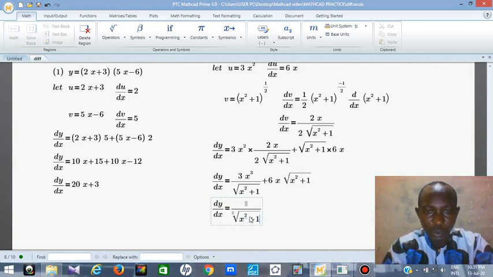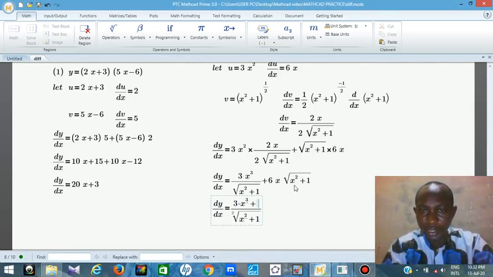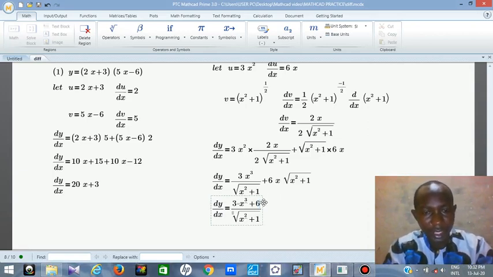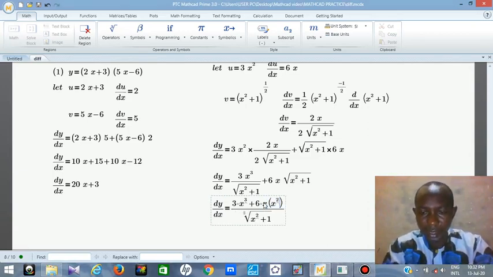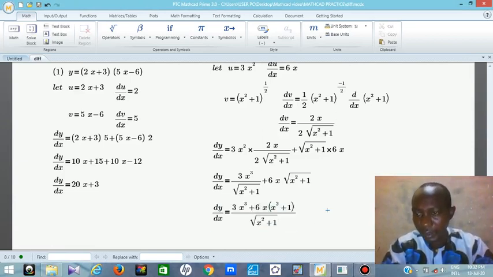So you know the root of x squared plus 1 divided by the root of x squared plus 1 is 1. Then 1 times this numerator gives us 3x raised to the power 3. That is the end of that, plus the square root of x squared plus 1 divided by 1, since this denominator is 1, which is the same value. Then square root of x squared plus 1 times 6x square root of x squared plus 1. Since these two are like terms, the square root will cancel out the square root. So what we are going to have is plus 6x open bracket x squared plus 1, when you simplify it very well.